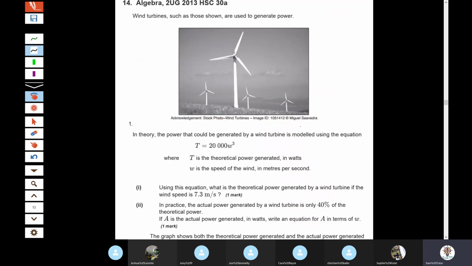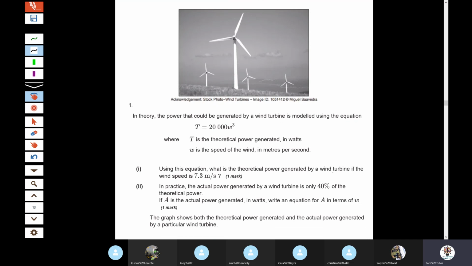All right, number 14. Last one. Wind turbines such as those shown are used to generate power. In theory, the power that could be generated by a wind turbine is modeled using the equation T equals 20,000 W cubed. T is the theoretical power generated. W is the speed of the wind. Using this equation, what is the theoretical power generated when the wind speed is 7.3? Obviously, you'll just sub it in.